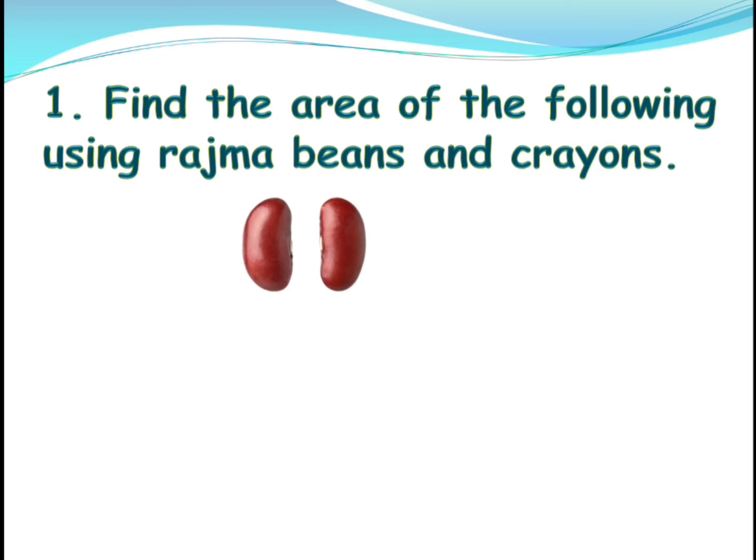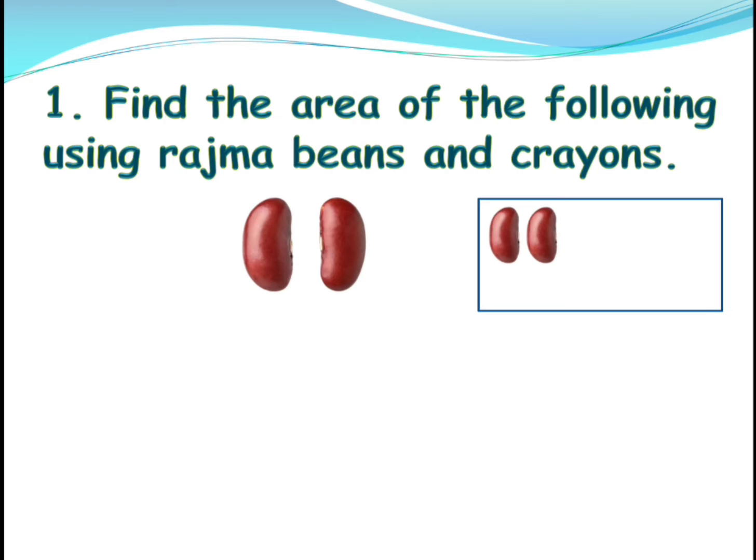Here we are using rajma beans, crayons, or it might be pebbles or batteries, whatever it is, those are non-standard forms. Then how can we measure the area using rajma beans? For any given shape, you need to place the rajma beans or the given things one beside the other, without any gap in between, and you need to count how many we have used to cover the complete area. That will be your area for the given shape.